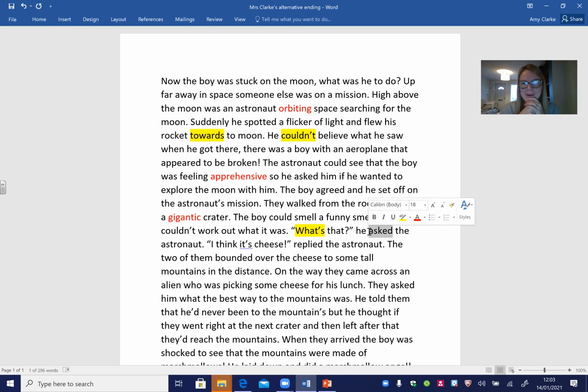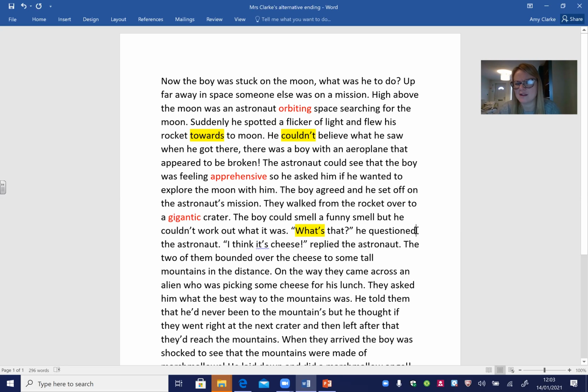I wonder what you came up with. I was thinking about he questioned the astronaut. What's that? He questioned the astronaut. It's a bit more of a fancier word than using the word asked all the time, isn't it? I think it's cheese, replied the astronaut. The two of them bounded over the cheese to some tall mountains in the distance. I like that. I like the word bounded.